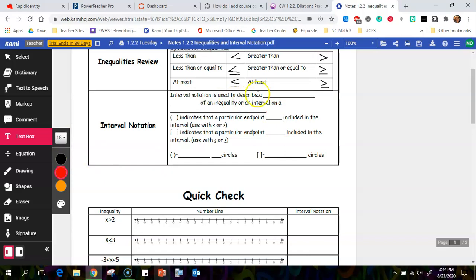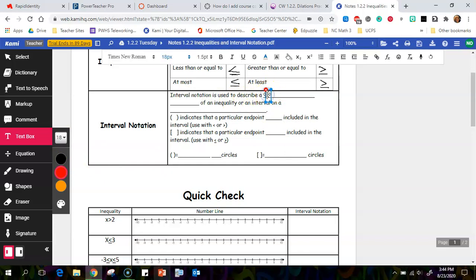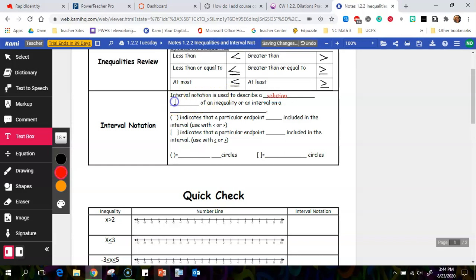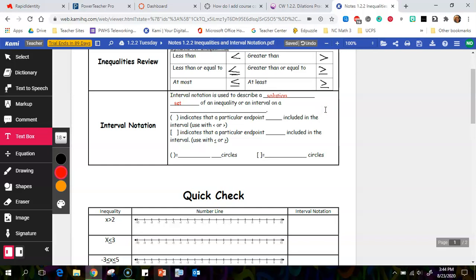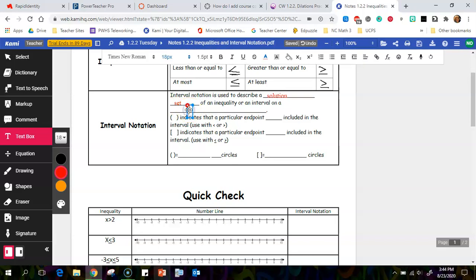Interval notation is used to describe a solution set. A solution set, in other words, the set of numbers that work for that particular problem of an inequality, or an interval on a number line. So I put number line right here. And if you grab that, you can pull it up. If you did yours like I did mine and got it kind of too low, you can pull it up.